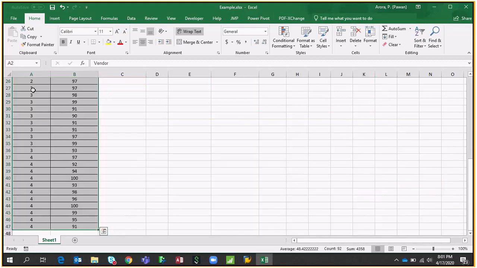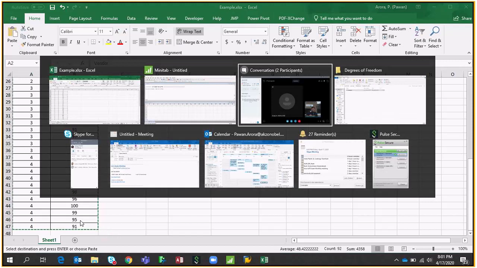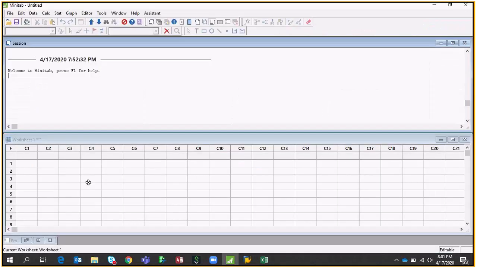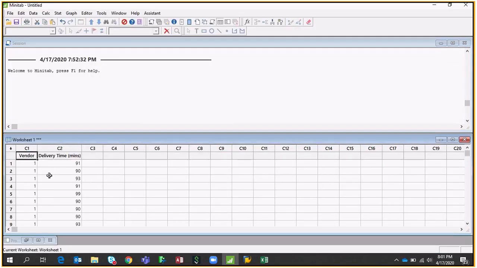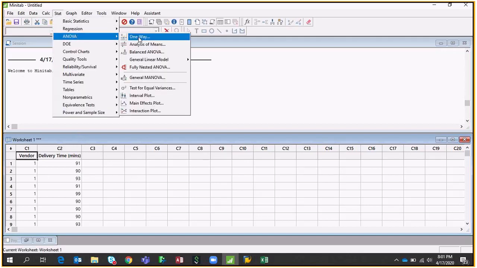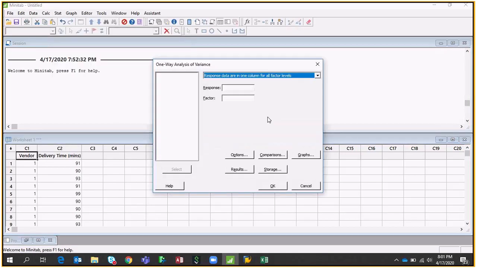So let me just copy this entire data. This is the data related to the vendors. This is my Minitab. Let me just copy and paste this data. So this is Minitab 17. You can use any other Minitab as well. Okay, just go to Stat, click on ANOVA, One-Way ANOVA, very simple.